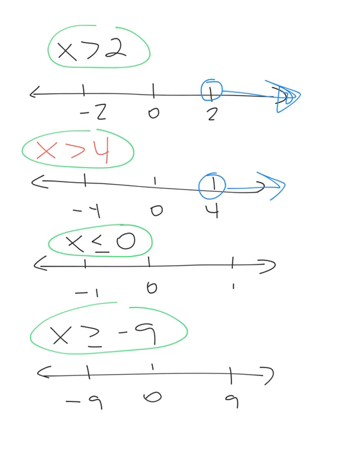X is less than or equal to 0. So here you're going to put your circle, but we have to color it in because it's got that bar underneath, less than, going to the left. And then greater than or equal to -9, find your -9, color that in, and we're going to the right. Let's go back up to the second one. Let me just give you x is less than -4. So less than, we got -4, open circle, less than, going to the left.